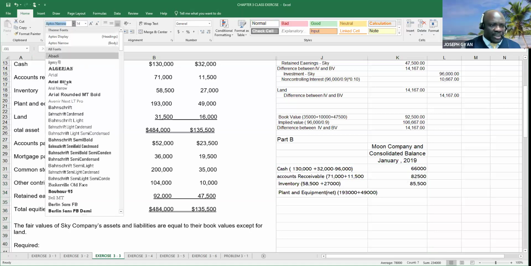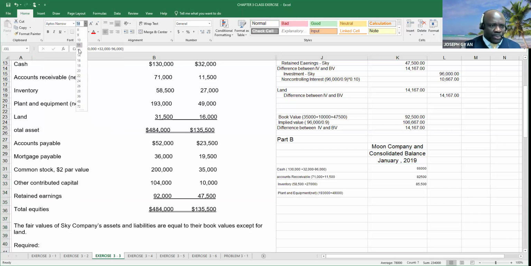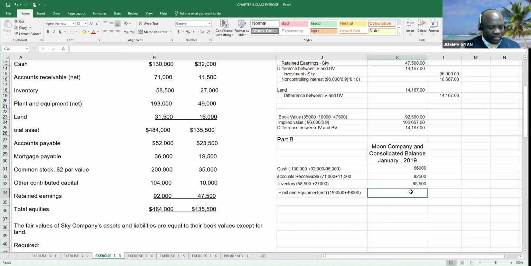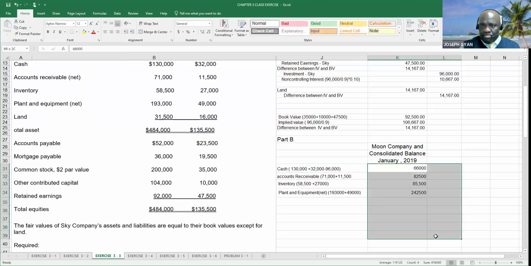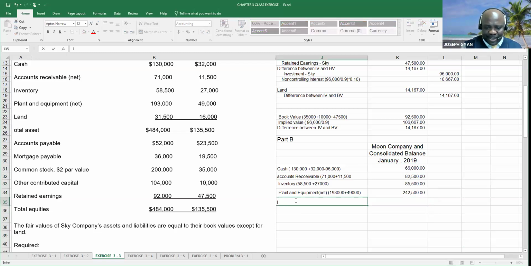Give me 1 second. 242,500. Yes, then we have land. Okay, I need help here. So how much is the land now? Who can tell me? Because I want to see if you really understand. Land, we have 31,500 plus 16,000. Is that all?